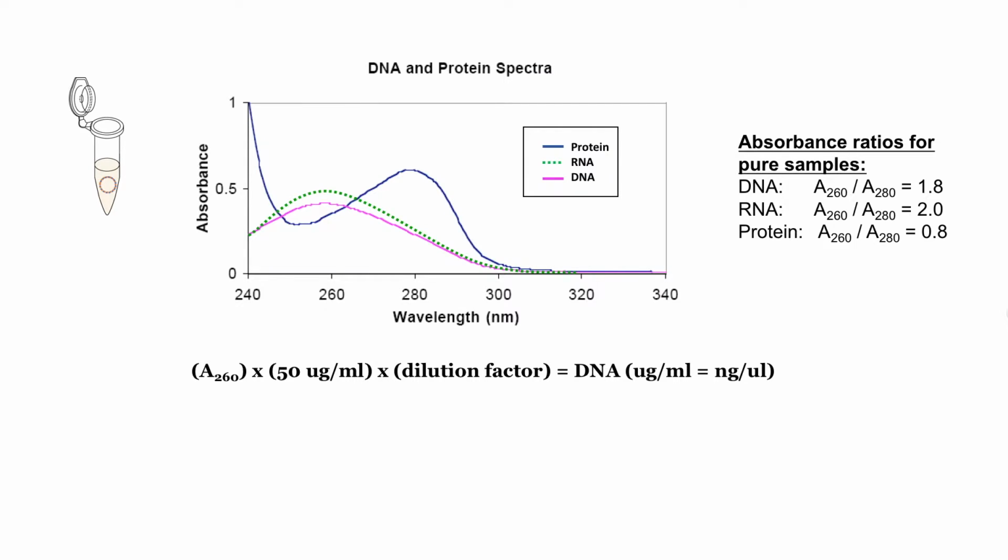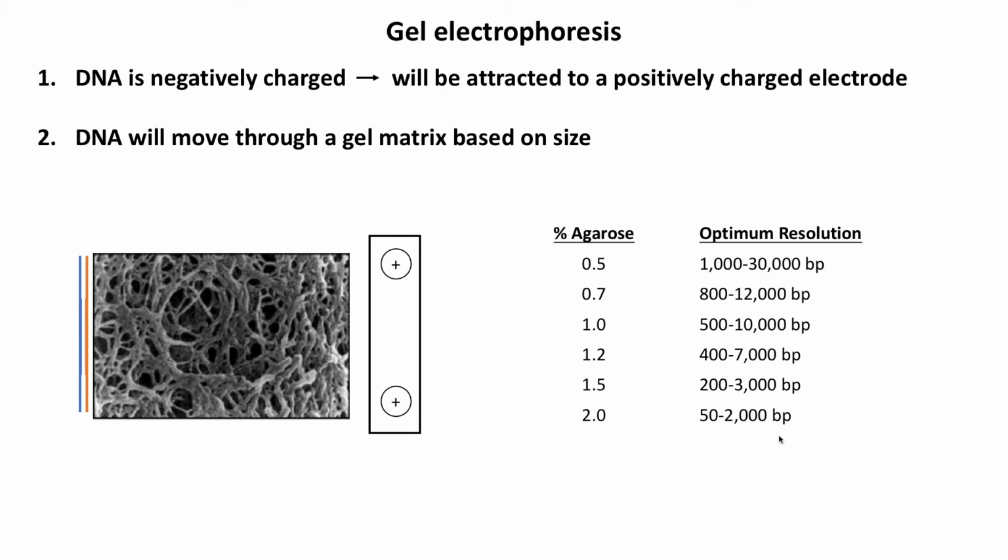Previously, we talked about how to isolate plasmid DNA and determine its concentration and purity using a spectrophotometer. However, that's not going to tell us everything we might want to know about the DNA, like its size, for instance how long or short it is, or its shape, whether it's linear or whether it's circular. So we're going to use a different technique called gel electrophoresis.